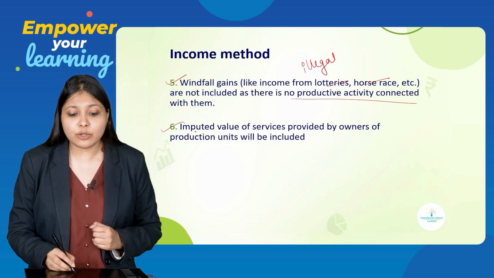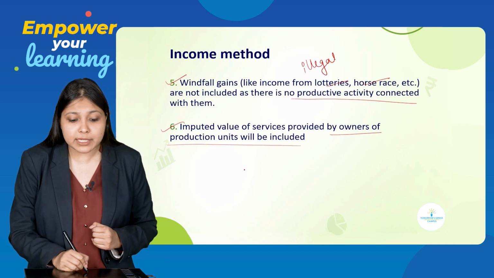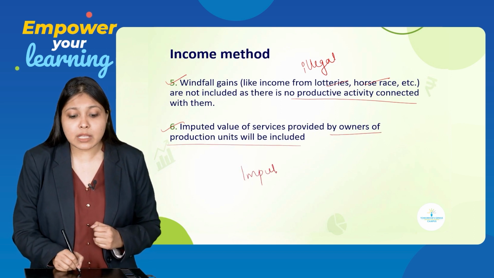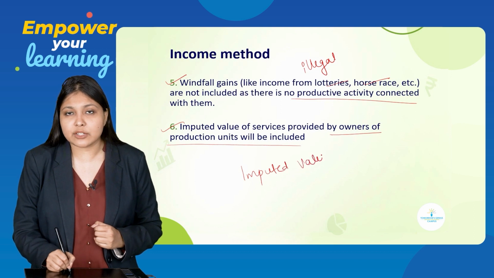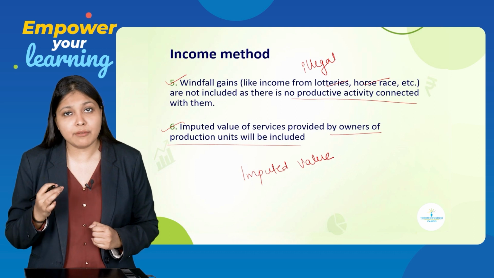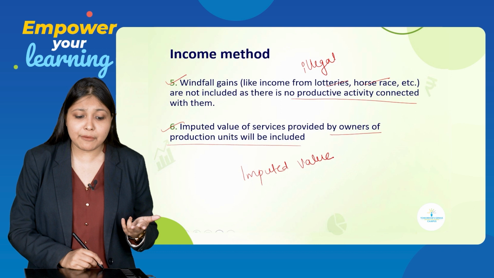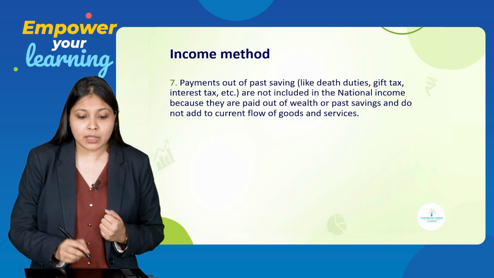Sixth, imputed value of services provided by owners of production units will be included, as we have already said that imputed values are always included while computing national income. Imputed values are nothing but imaginary values. So imputed rent, imputed profit, imputed interest, everything will be included.